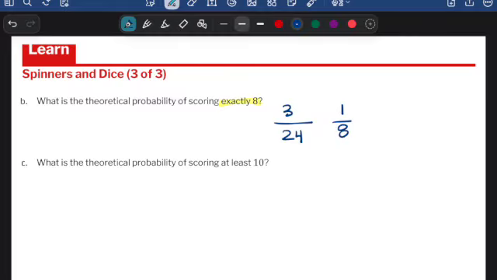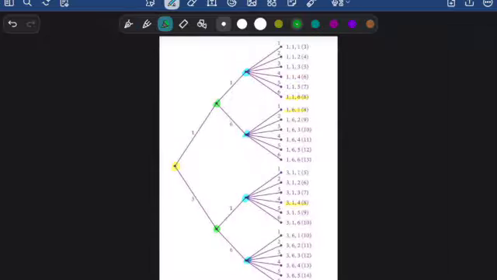Part C, what is the theoretical probability of scoring at least 10? So our sum needs to be at least 10. So let's go back to our tree diagram, and we're going to circle or highlight the numbers that are at least 10. At least 10, that's 10 or higher. So we can see we could not get a sum of at least 10 if we spun a 1 and a 1 on both spinners. That would not get us there. No possible options if we started with 1 on the spinners. We had to start with a 1 and then at least get a 6.